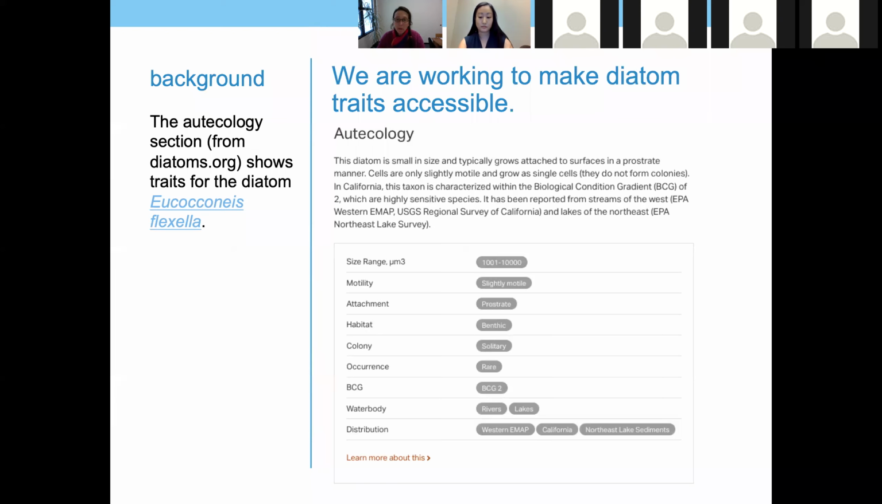So we're working to make these diatom traits accessible. This is a section on diatoms.org, the Diatoms of North America site, where you can find characterizations of each species and what their preferences are.